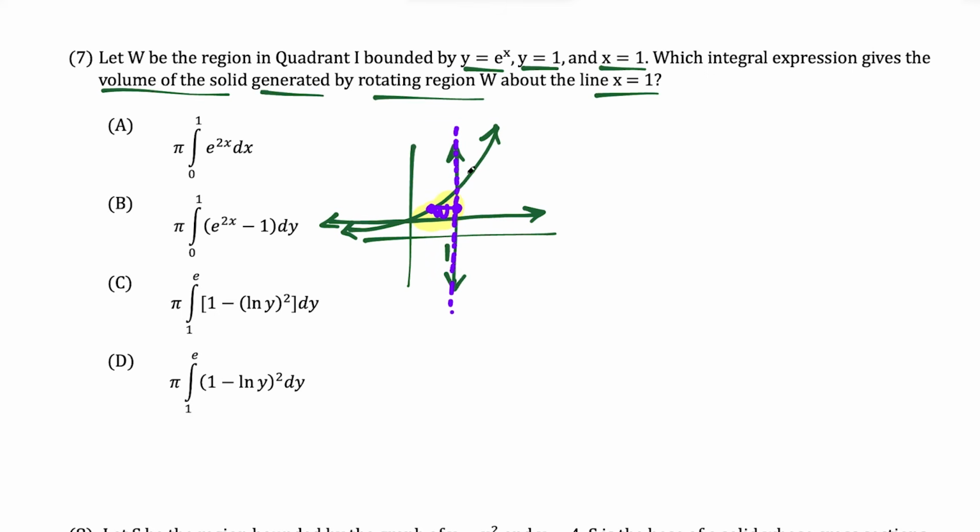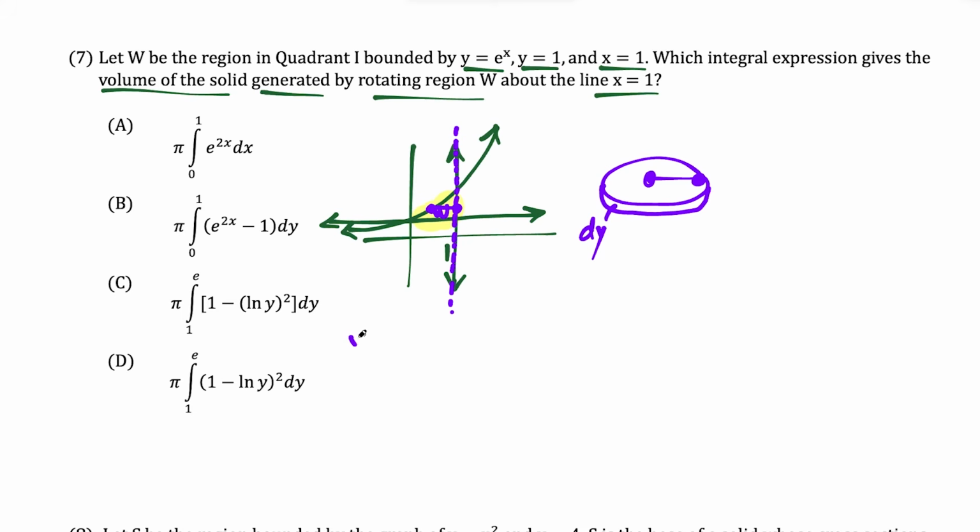So in this case here, we're going to be going with the disk. There's no gap between the region and the axis that we're spinning around. So our cross section here is going to be a disk. Okay, so this is going to be completely solid. And since we're spinning in the horizontal direction, we're going to be dealing with equations in terms of y.